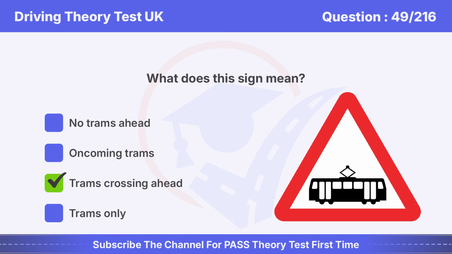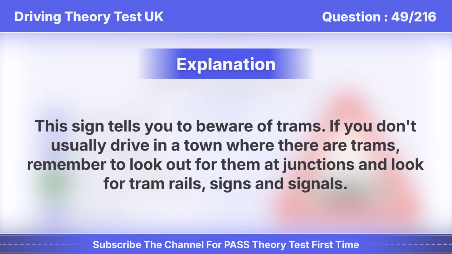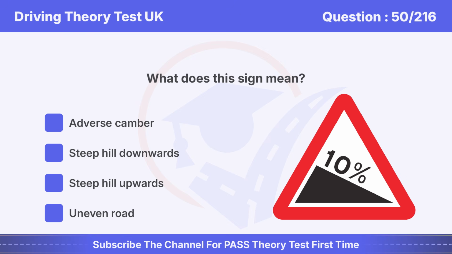Answer is C. Trams crossing ahead. This sign tells you to beware of trams. If you don't usually drive in a town where there are trams, remember to look out for them at junctions and look for tram rails, signs and signals. Question 50. What does this sign mean?